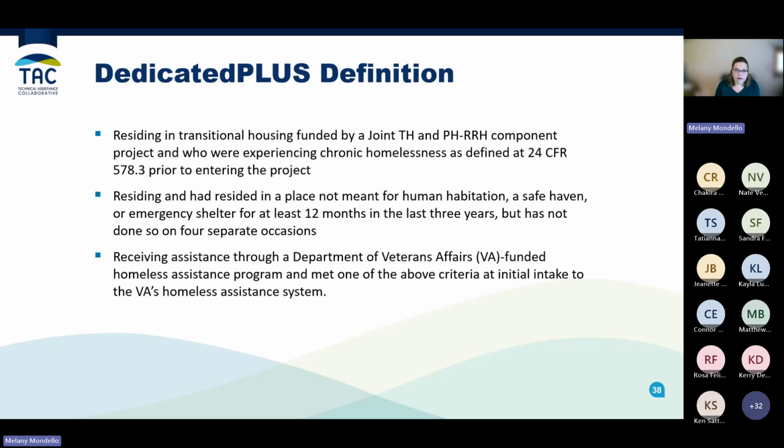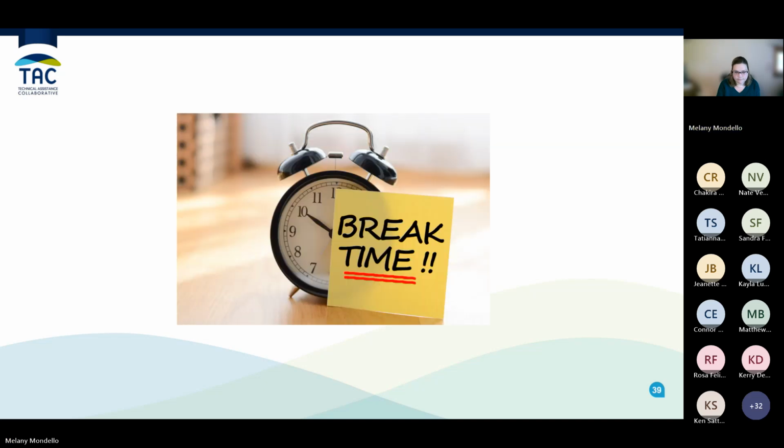The second bullet here is talking about people who've lived in a literal homeless place, but they didn't meet that 12-month mark, or they didn't have 4 separate occasions. Maybe they had 2 occasions. They still were homeless for 12 months, but they didn't have enough breaks. HUD realized we shouldn't penalize people for not getting a break from homelessness. And then the Department of Veterans Affairs: any VA program that meets the above criteria would also be eligible for a dedicated plus unit.